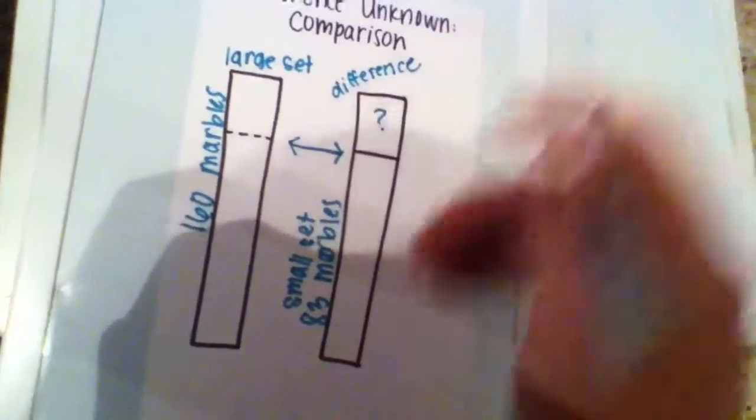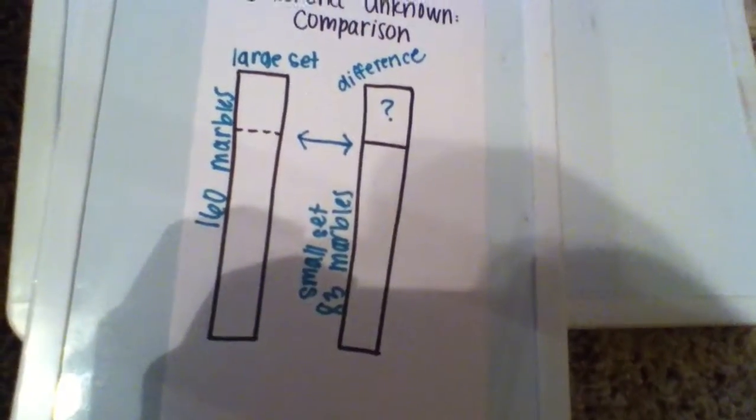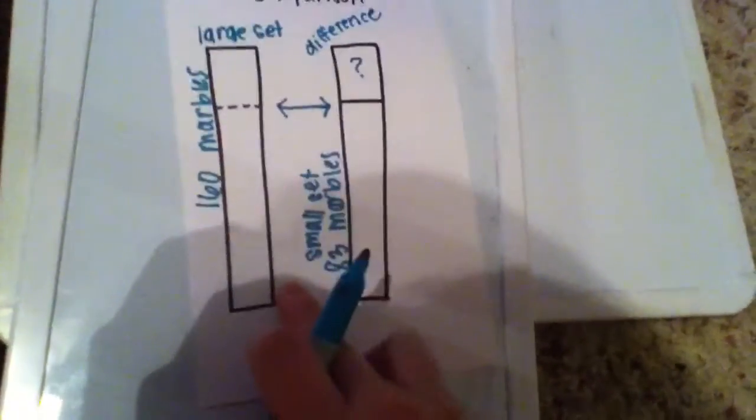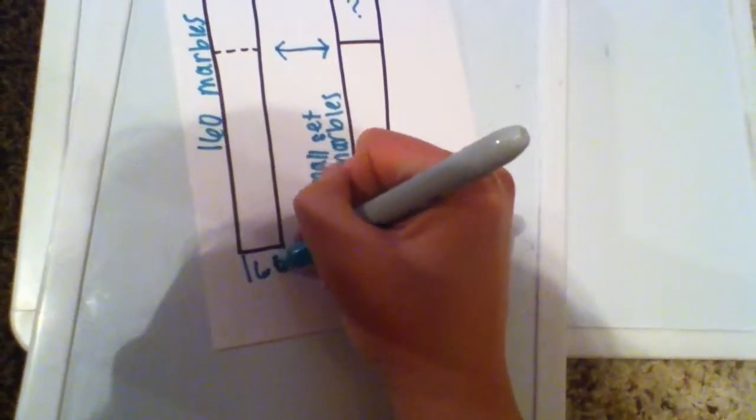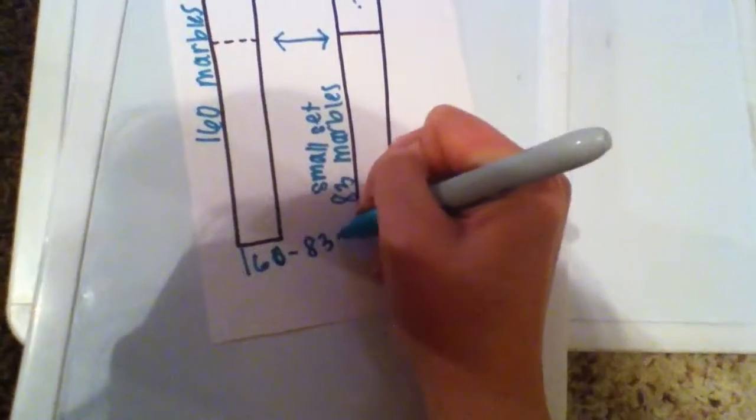So how we're going to find this out is by subtracting the small set from the large set to get the difference. So we know right here that the large set is what we're going to start with, the 160 marbles, and we're going to do subtracting the 83, and that is going to equal our difference.